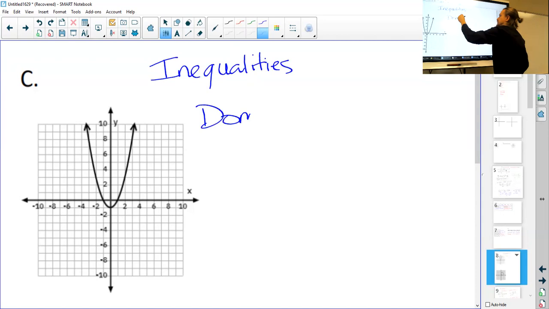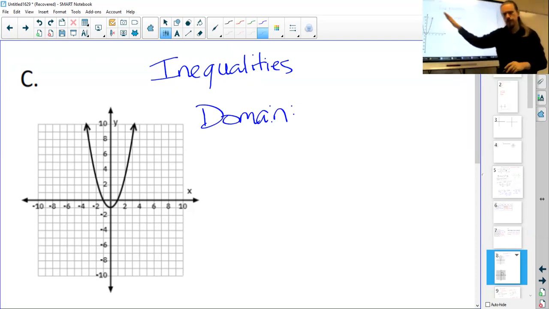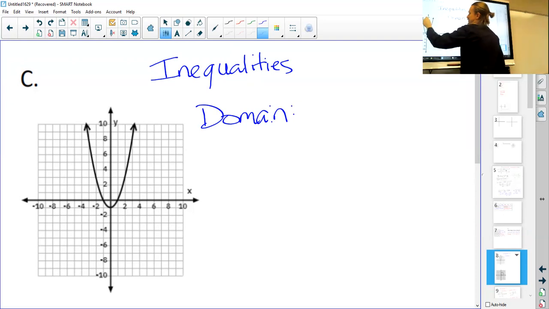So if I start with my domain, that's all my possible X values, right? So if I look, it's going on forever, and it looks like it's getting steep, but since it's at any kind of angle here, we see it going outwards.